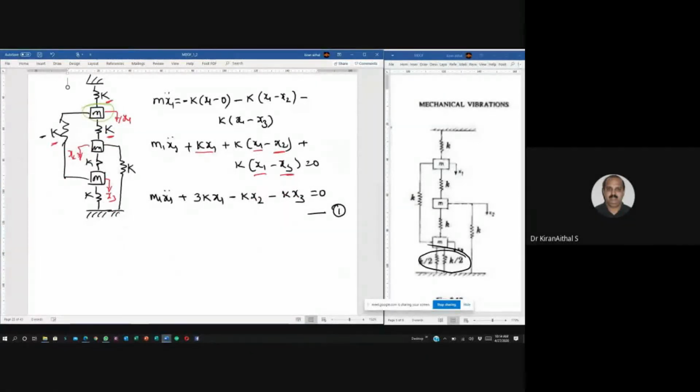Similarly, I will go for the second equation, for the second mass. So what is that? M into, wait, one minute. I have made one small mistake here. I have to erase this.